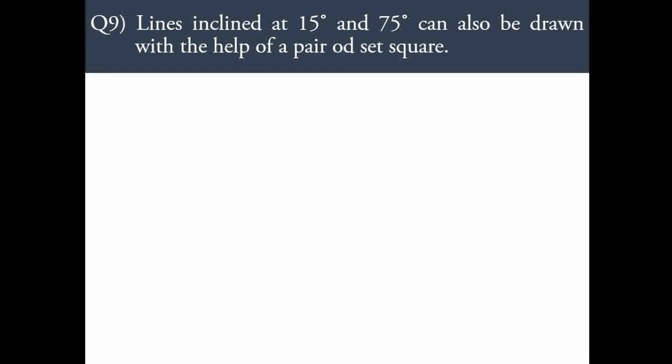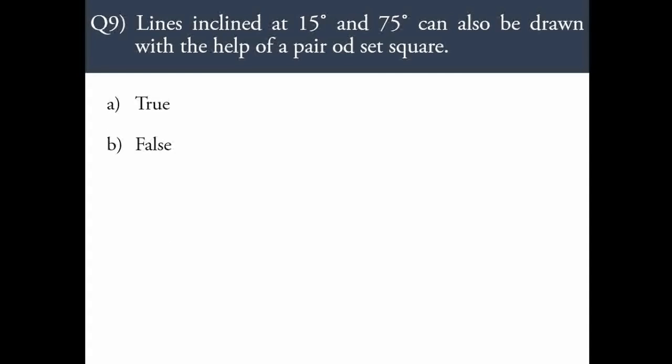Now the next question, question number 9. Lines inclined at 15 degree and 75 degree can also be drawn with the help of a pair of set squares. Actually it is a pair of set squares; that is a typing mistake, please consider that. What is the question? Lines inclined at 15 degree and 75 degree can also be drawn with the help of a pair of set squares. Means with the help of set squares, is it possible to draw a 15 degree line and a 75 degree line? The options are true or false.